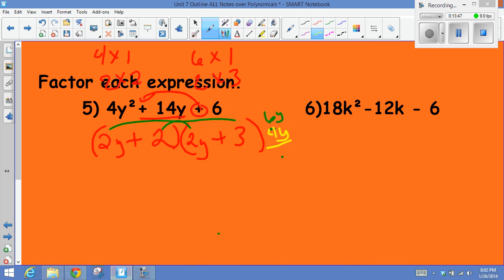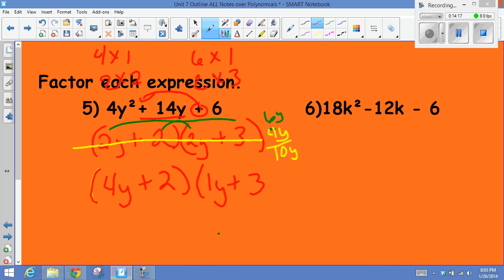4y. And that gives me 10y. So that didn't give me the right thing. Now, if I switched my 2 and my 3, it wouldn't really change anything, would it? Because I'm still going to be multiplying by that. So I'm either going to change my 4 and my 1 or the 6 and the 3. But I think I'm going to change that first one. Let's try 4y plus 2 and 1y plus 3.